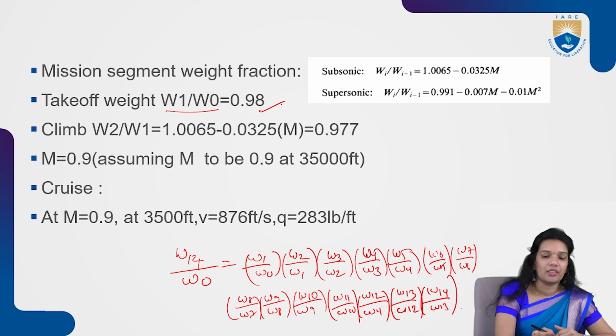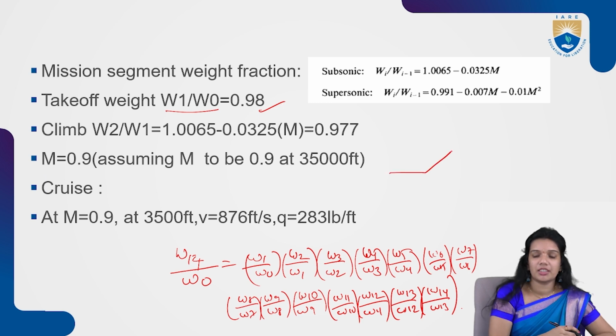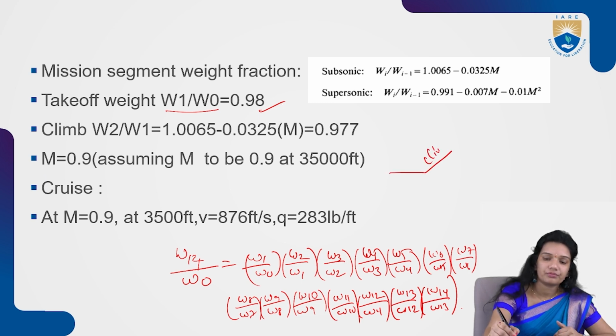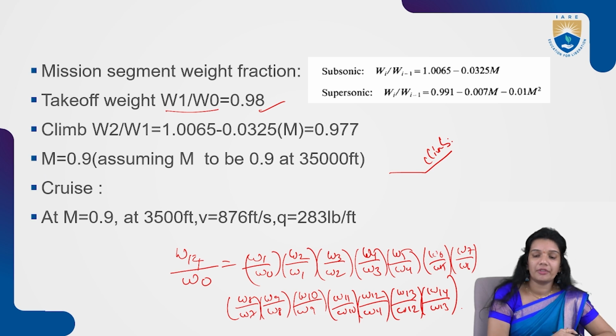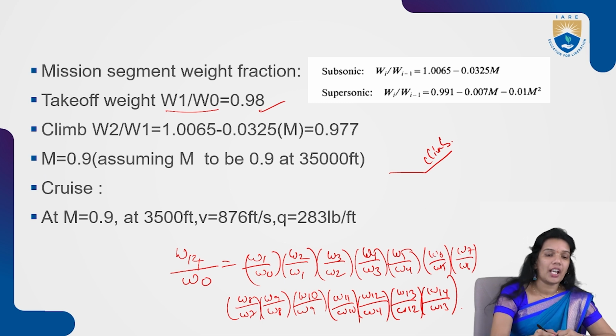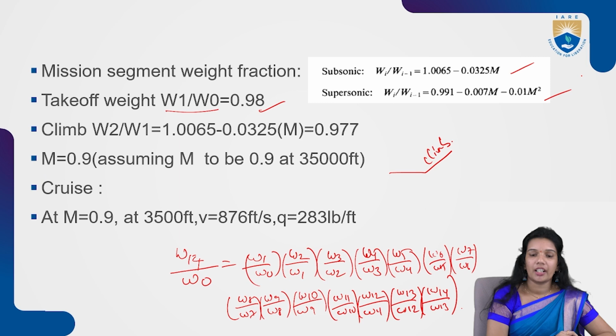Now, when I'm trying to climb, right? So this is my climb segment. Now, during climb, we said in our first module, when we were talking about the mission segment weight fractions, we had a fixed value for takeoff, for climb, and for land. But here, we have a fixed value for takeoff, but we don't have a fixed value for climb. We are going to calculate it in terms of Mach, right? So this is what we said in the last class, and it is different for subsonic and different for supersonic, right?